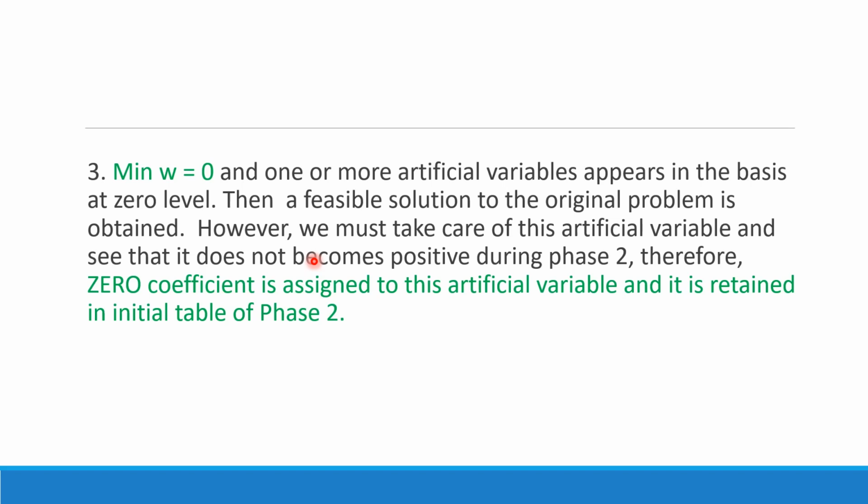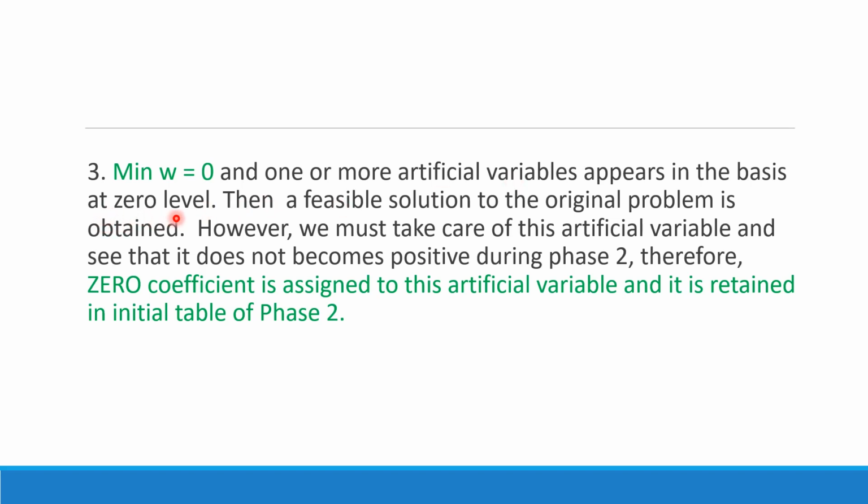In this last case of the two-phase method for solving the LPP, the condition is that your objective function, that is your minimized W, becomes 0 at the end of phase 1, and one or more artificial variables are present in the basis column with a 0 level.